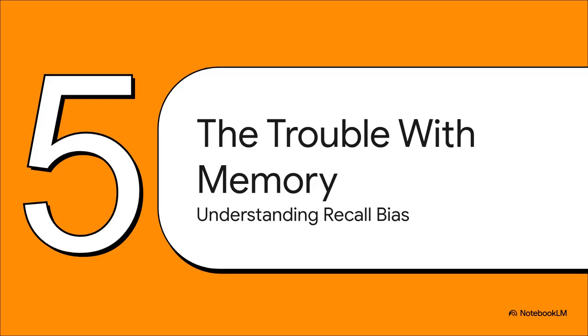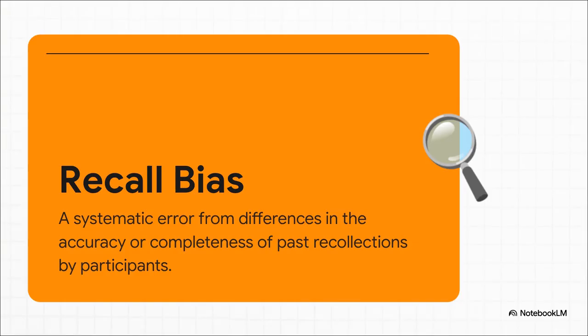Okay, so let's say you've picked the perfect control group. You've dodged the selection bias trap. You're not out of the woods yet, because there's another sneaky problem waiting for you: the trouble with human memory. This one's called recall bias. So what is recall bias? It's when people who are sick remember their past differently than people who are healthy.